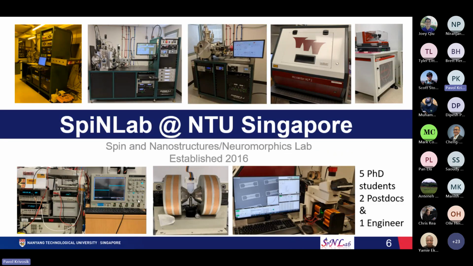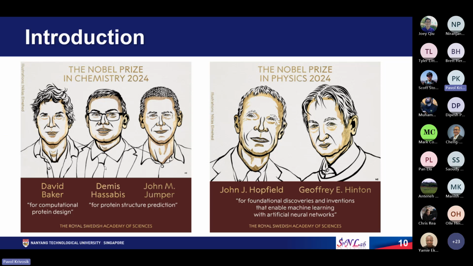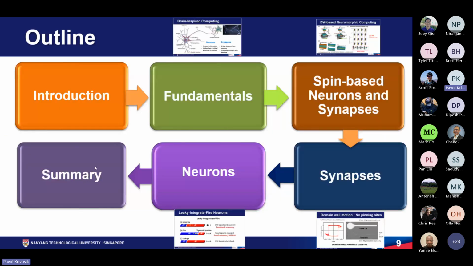I'll skip some slides and move directly on to my outline. As I mentioned, this is mostly a tutorial type talk. So I'll spend around 30 to 40 minutes on the fundamentals and how we can do neuromorphic computing using magnetic tunnel junctions. Then I'll move on to describe two works, one example each for synapses and neurons, which are the building blocks for neuromorphic computing. This is the outline.